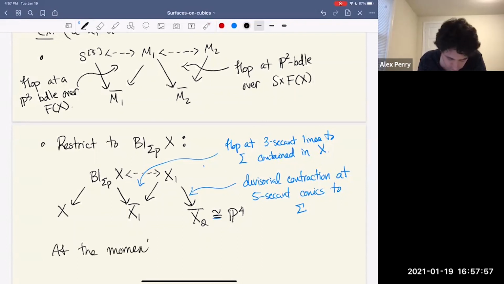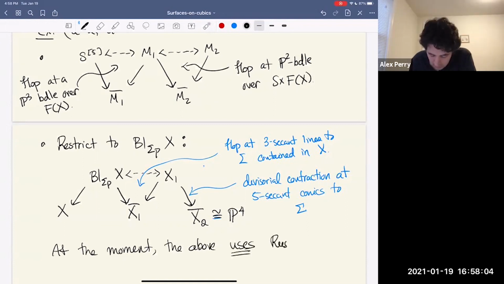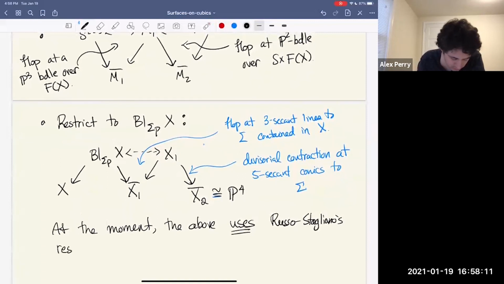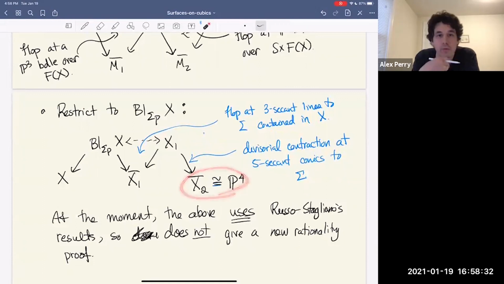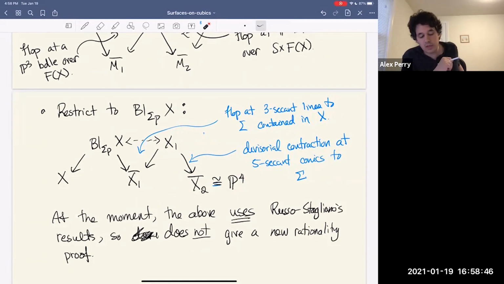But the thing that I did want to emphasize is that at the moment, the above uses, so we use as input, Russo and Stagliano's results. So it does not give a new rationality proof. What I'm saying is that at the moment, to prove these things, like for instance, to see that the base is P4 and to see exactly what you're flopping, we're using a comparison with Russo and Stagliano's work. The hope would be to have a proof which is independent of that, but we don't have that yet.